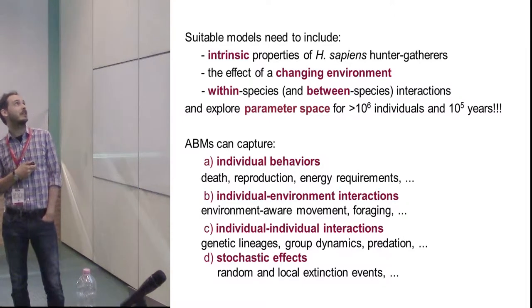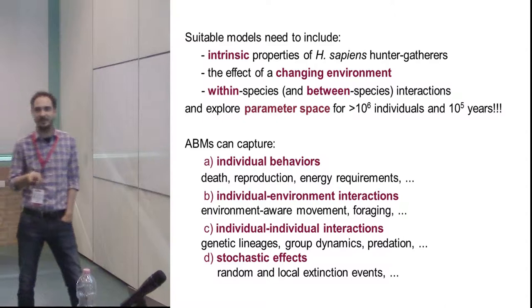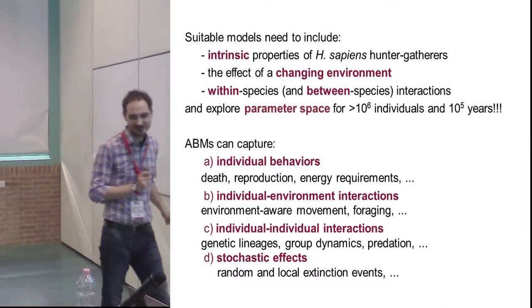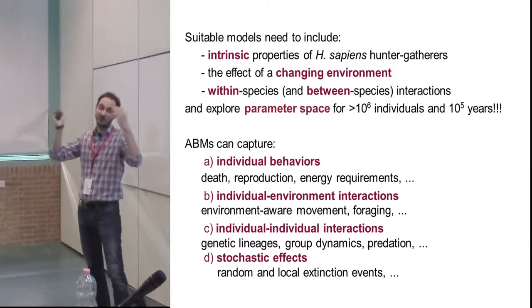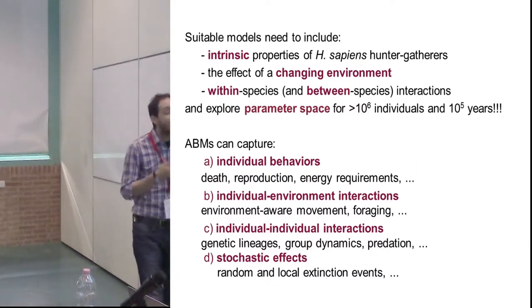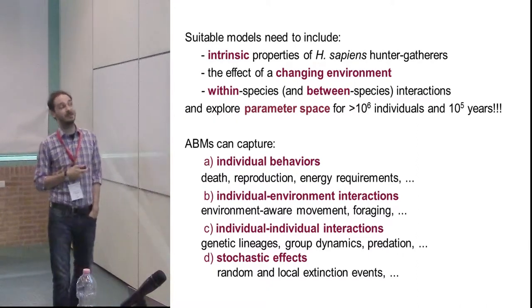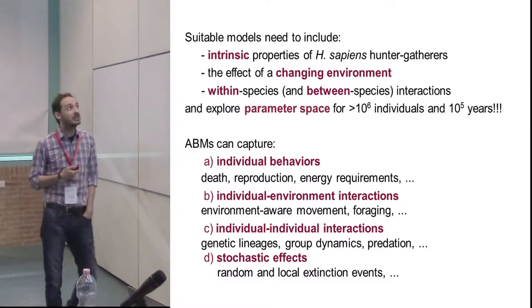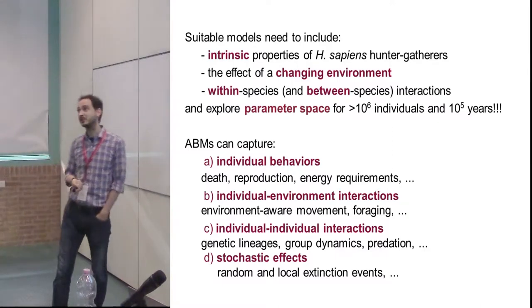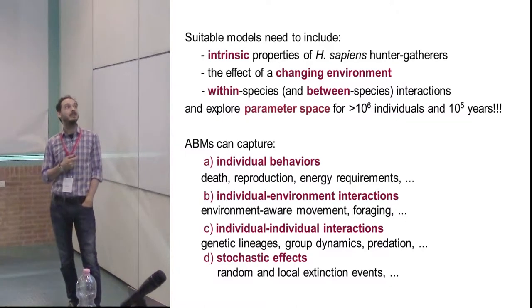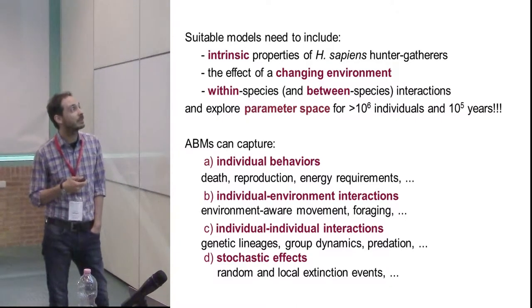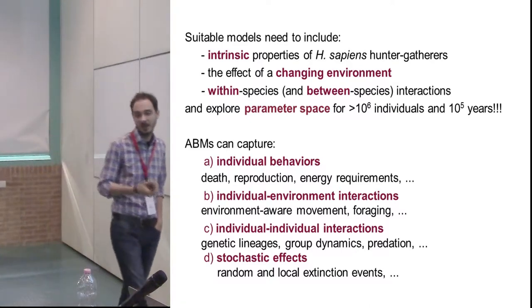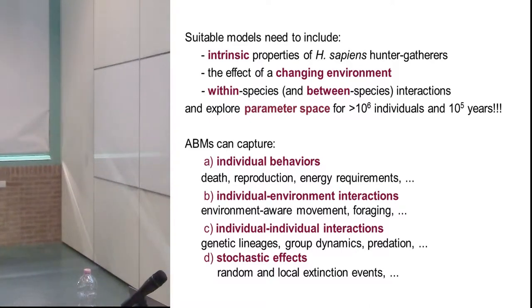And okay, I think nobody would be surprised if I say that agent-based modeling is a great way to do this, because you can include individual behaviors, individual-environment interactions, individual-individual interactions, and also, let's not forget, stochastic effects. And stochastic effects depend on the actual population sizes that we're dealing with. These stochastic effects are very important because they can give, for example, local extinction events, so we must not forget them.